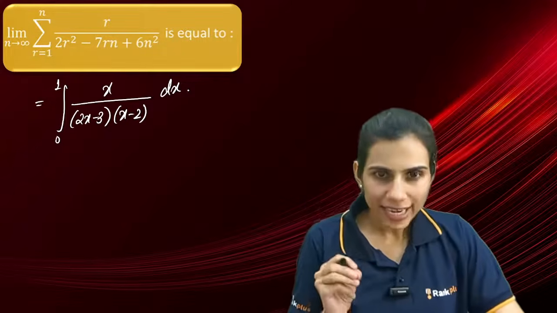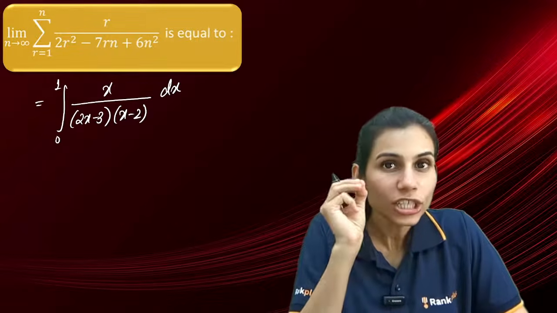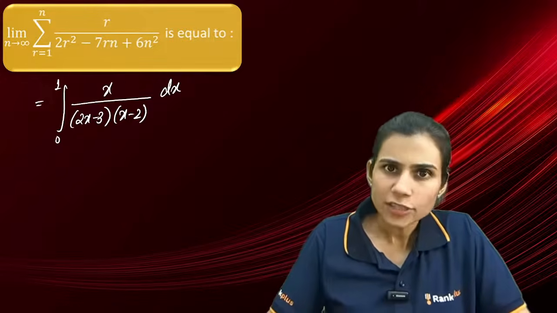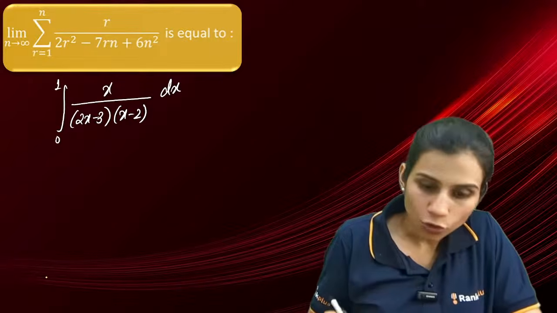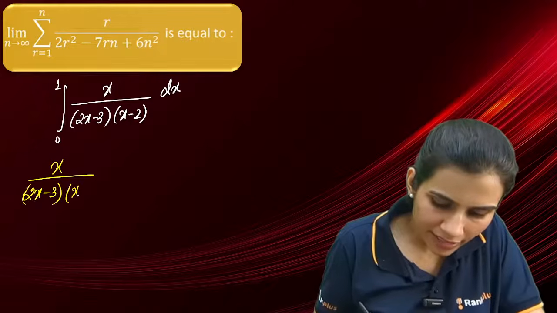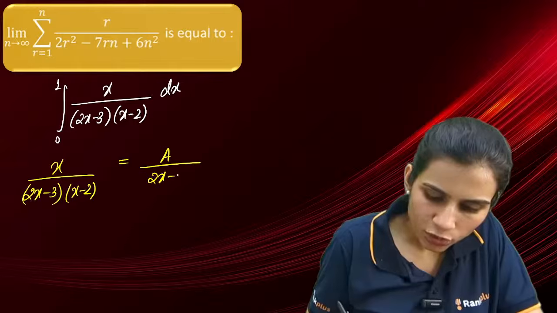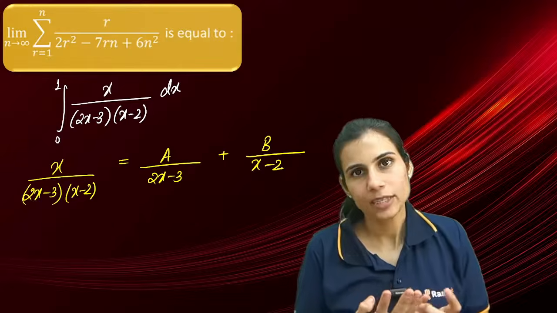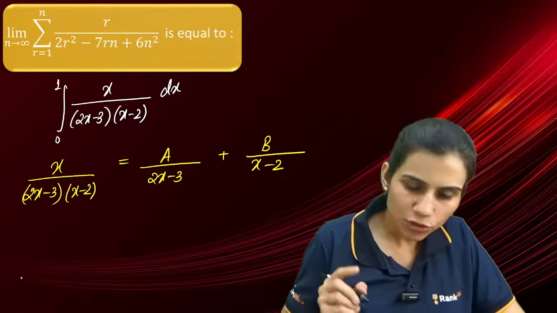Now, here at this stage, please realize that we have to use the concept of partial fraction. And for that, don't forget, we will apply the shortcut. So x upon 2x minus 3, a linear factor, into a distinct linear factor, which is x minus 2. This is a upon 2x minus 3 plus b upon x minus 2. Do you know the shortcut?